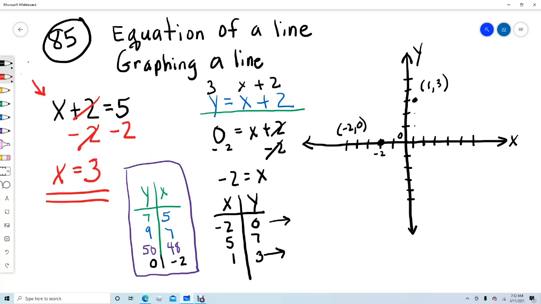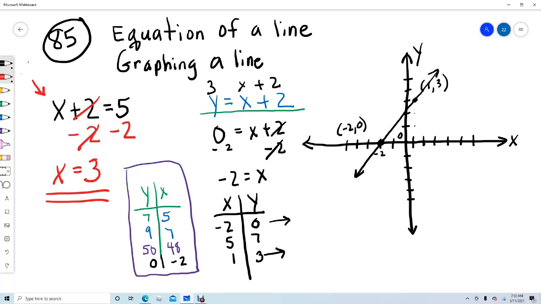Now, it's a little hard on this whiteboard to draw a straight line, but if I connect those 2 dots, I'm going to get a line. No, that's not so bad. Okay, and that goes out into infinity in both directions. And every solution to this y equals x plus 2 is going to fall somewhere on that line.